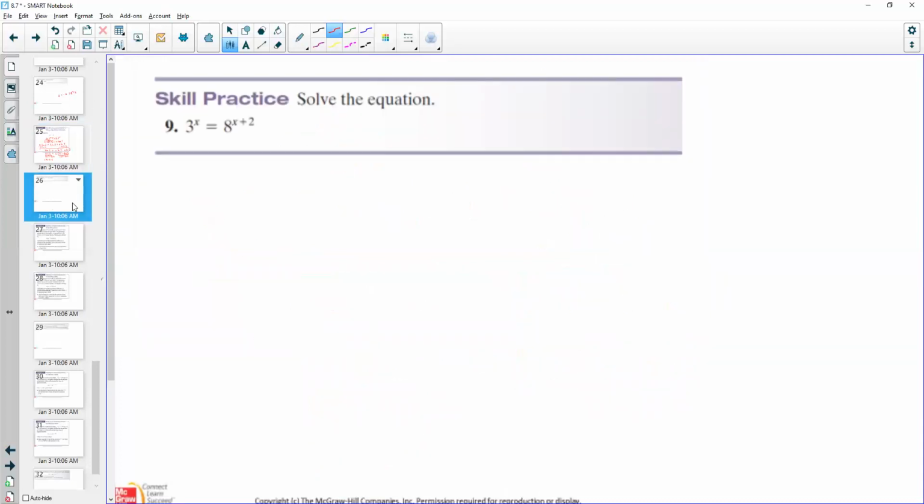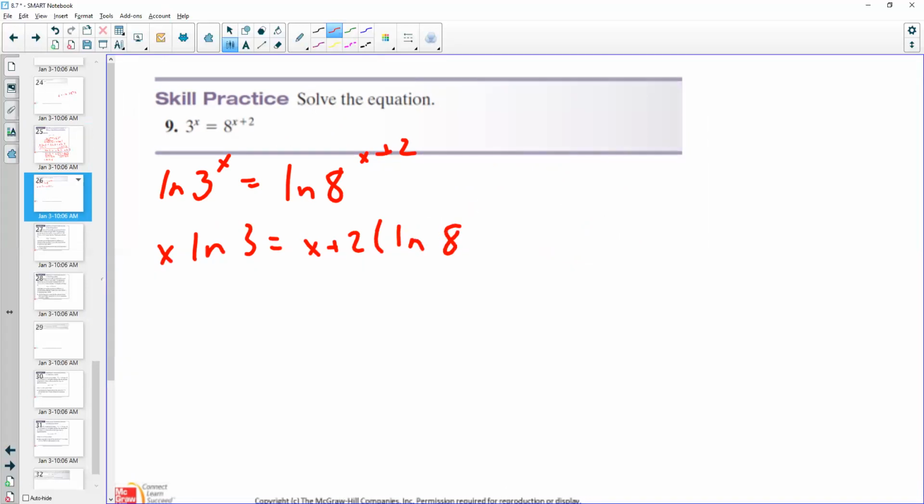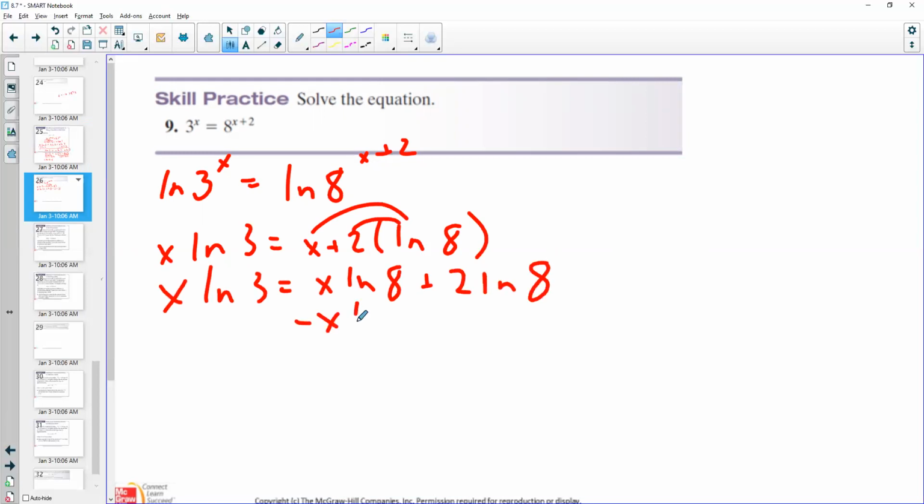So let's do this one the same way. I'm going to take the ln of both sides, 3 to the x equals 8 to the x plus 2. I can take the log too, same difference. We're going to do the same thing. I'm going to pull the exponents to the front. x times ln of 3 equals x plus 2 times ln of 8. I'm going to distribute here. So I get x ln of 3 equals x ln of 8 plus 2 ln of 8. Now I'm going to group the ones with the variables. So I'm going to move the x over.